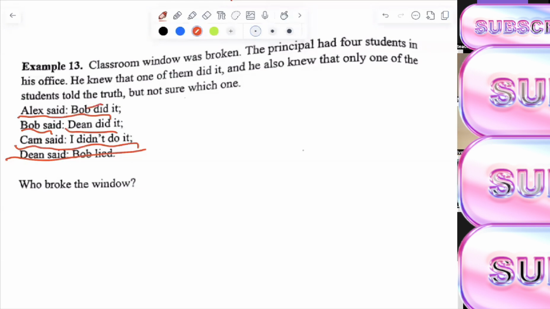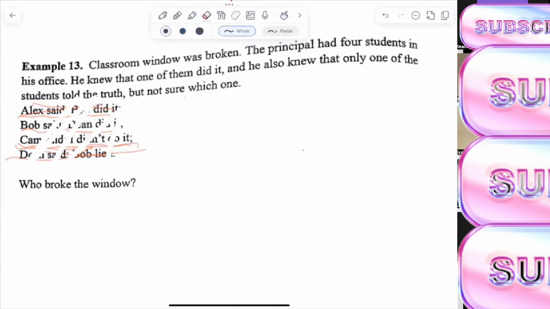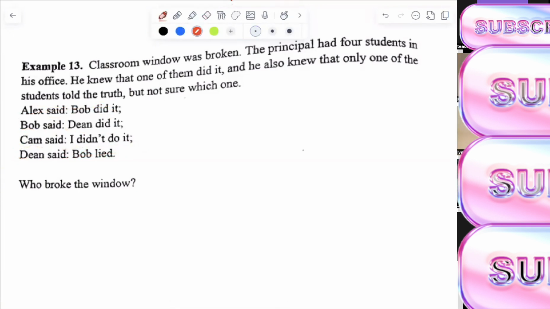If Bob didn't do it, that's false. That's also false, but then this is true. So this is impossible. If Dean says Bob lied, then Dean didn't do it, Bob didn't do it, and Cam is lying. So it says Cam did do it, and from there you see that nothing is a contradiction. So it gives us Cam as the answer. Dean told the truth, and Alex, Bob, and Cam did not say the truth. So it'd be Cam.